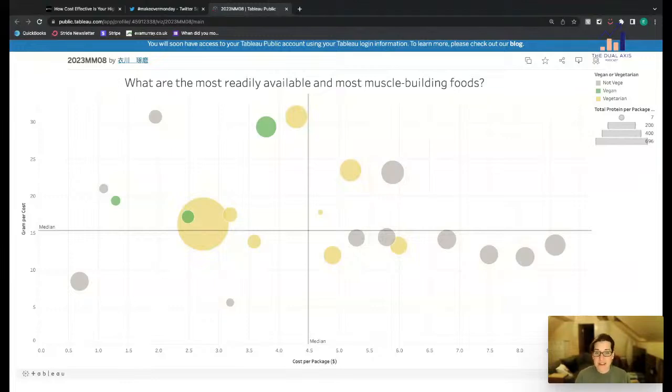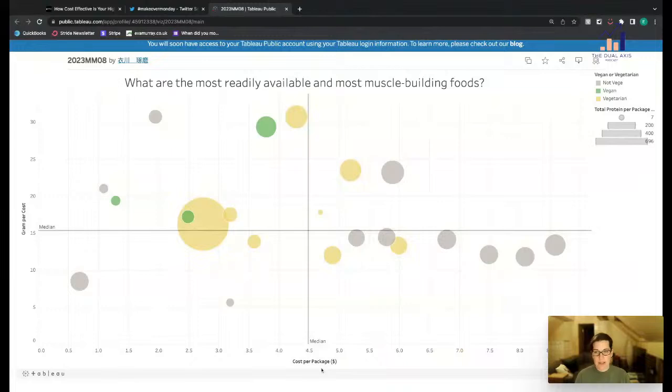What are the most readily available? Well, that depends where you live, right? I can go to the supermarket and buy any of these things. Somebody else, the supermarket might be a 3-hour drive away, so it's not readily available. I think what is meant here is what are the cheapest sources of protein and those foods that contain the highest amount, because it says grams per cost and cost per package.